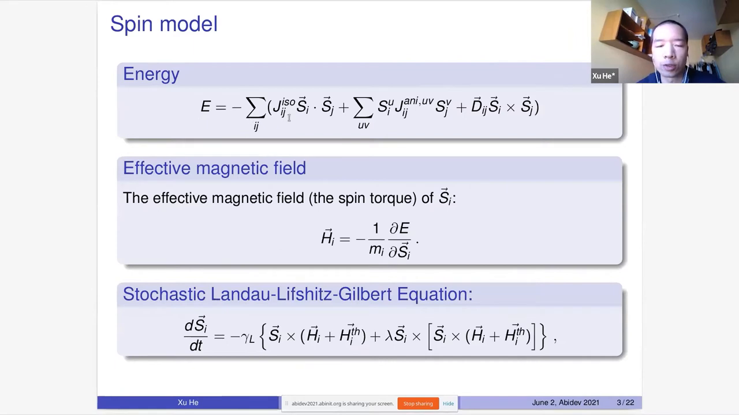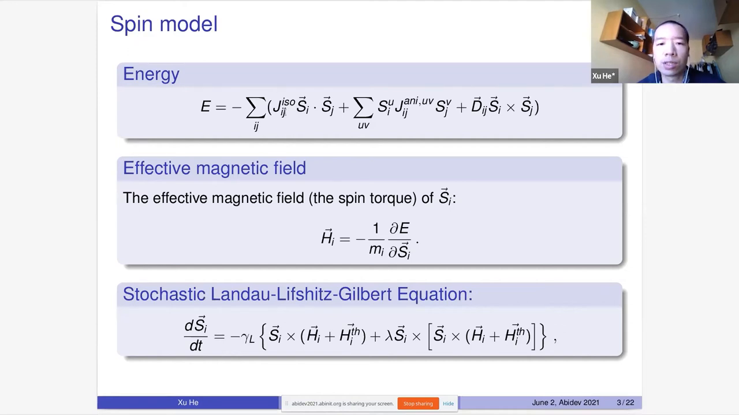We have the isotropic exchange, anisotropic exchange, and the Dzyaloshinskii-Moriya interaction. With this, we could get the effective magnetic field of each spin, and we can do spin dynamics using the stochastic Landau-Lifshitz-Gilbert equation.